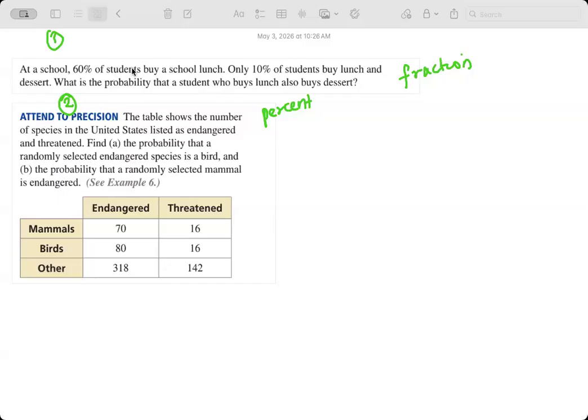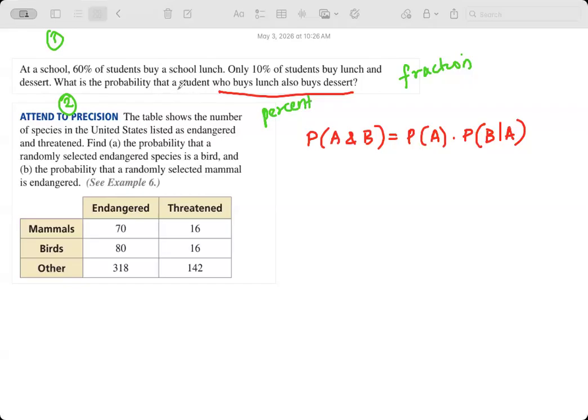At a school, 60% of students buy a school lunch. 10% of students buy lunch and dessert. So, what is the probability that a student who buys lunch also buys dessert? This is conditional probability for sure. So, I will first put down the formula because I get confused otherwise. P of A times P of B given A has occurred.